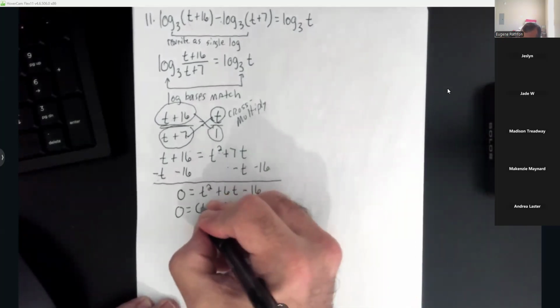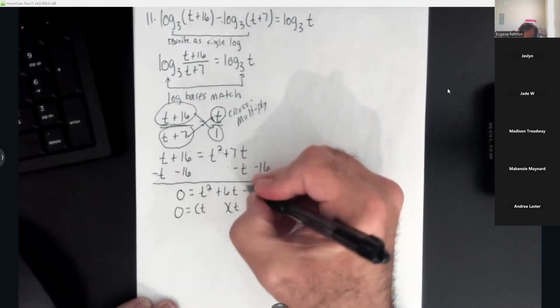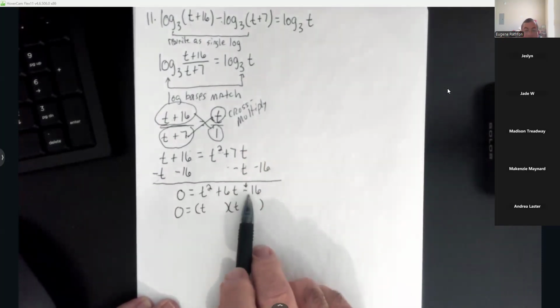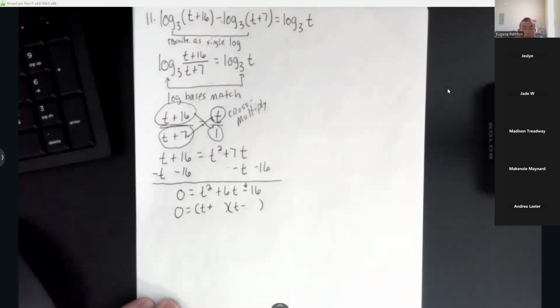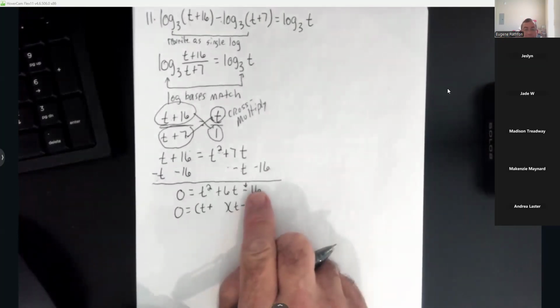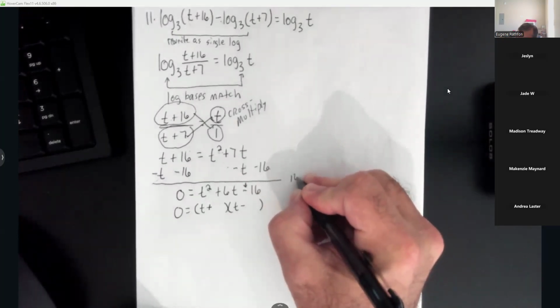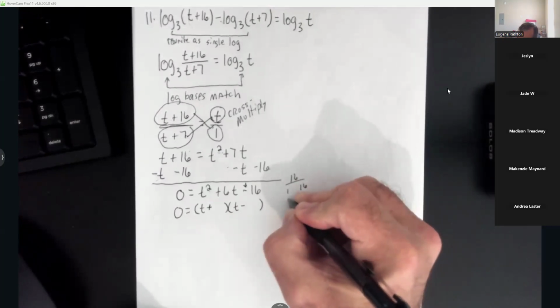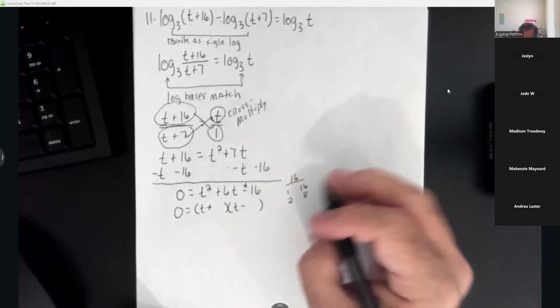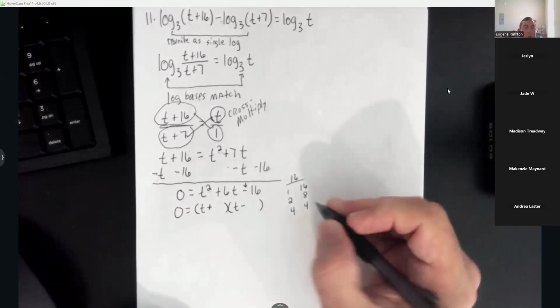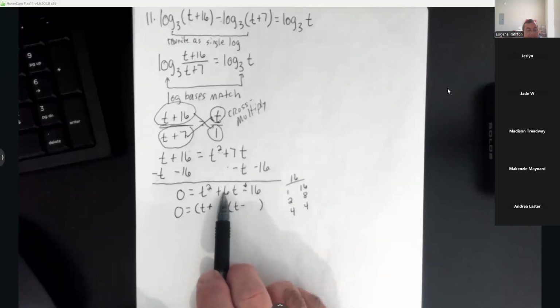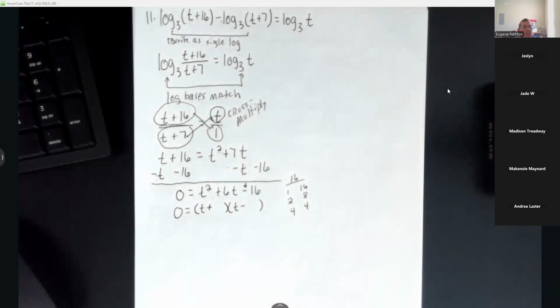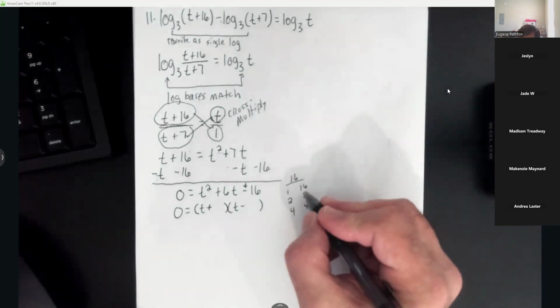t squared is a t and a t. Once again, the last number is negative. So one factor is positive, one factor is negative. All right, let's find factors of 16. 1 and 16, 2 and 8, and what's left? 4 and 4. Remember, I want factors of this 16 that'll subtract and give me 6. So y'all, what are you picking? 8 and 2, good job.